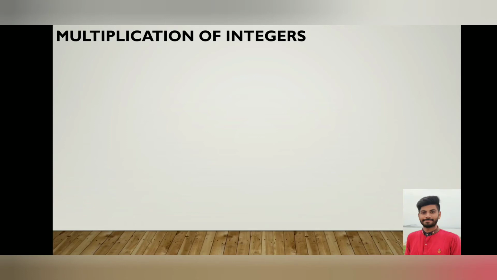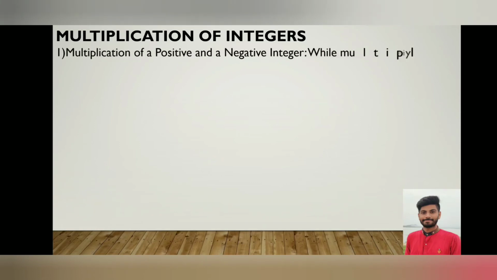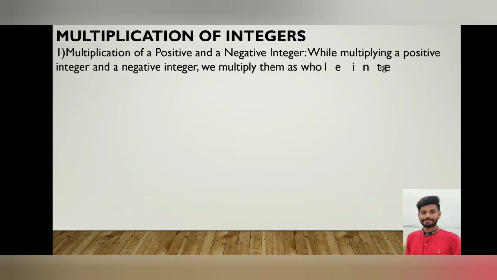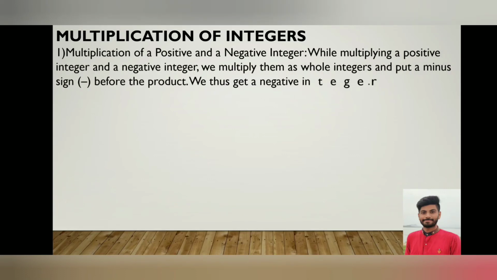How to multiply integers. We have seen addition and subtraction. Now let's see multiplication of integers. Okay, first of all, multiplication of a positive and a negative integer. While multiplying a positive integer and a negative integer, we multiply them as whole integers and put a minus sign before the product. So in multiplication, if one integer is positive and the second integer is negative, then we will get the negative answer. Just multiply two integers and put the negative sign.